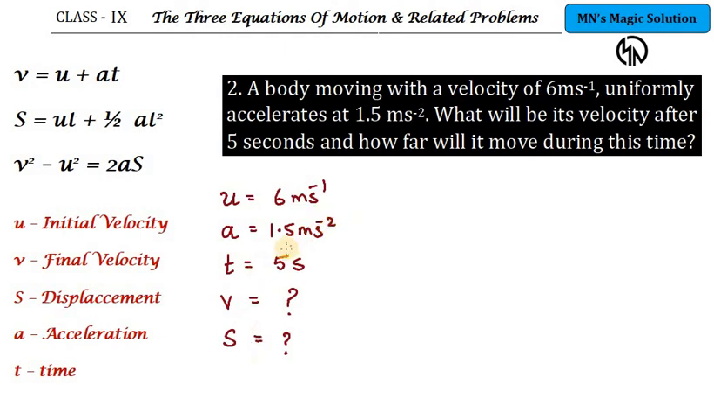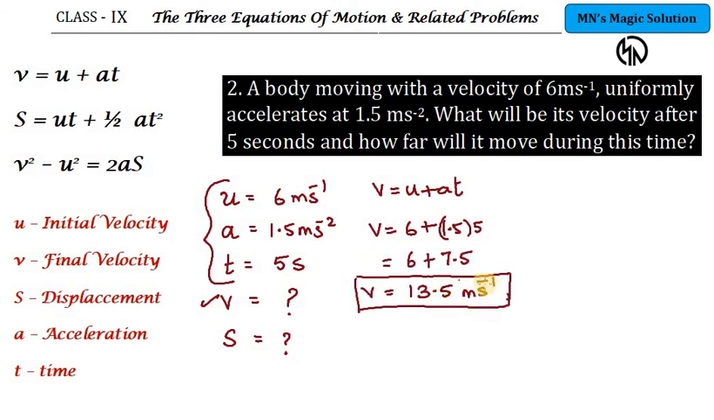So how can we find out these two data? First of all, with the given three data we can try to find v, because in the first equation of motion all these four data are applicable. So how can we proceed? v is equal to u plus at. So v is equal to u is 6 plus a is 1.5 into time taken is 5 seconds. Upon solving, we get v is equal to 13.5 meter per second.